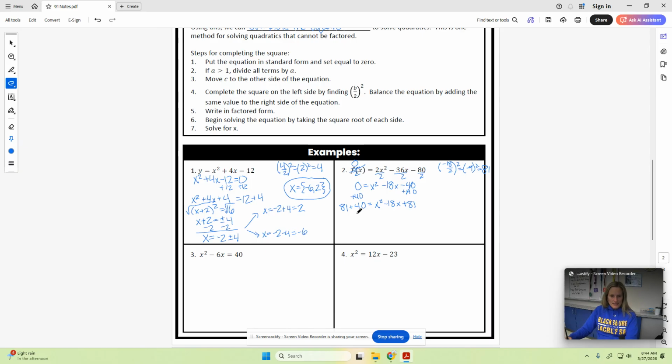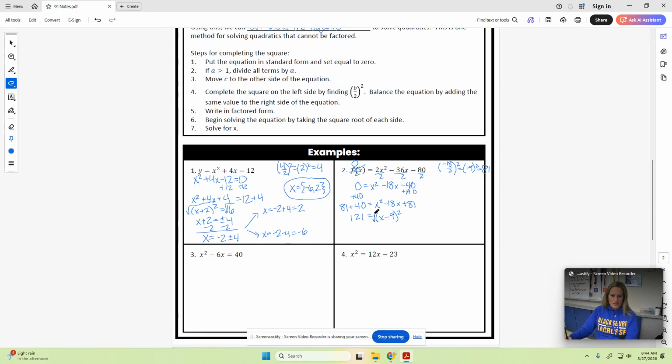So 40 plus 81 is 121. This side is going to factor into a perfect square. So my factors of 81 that add to negative 18 are negative 9 and negative 9. So x minus 9 squared is my factored form. And now I solve for x.